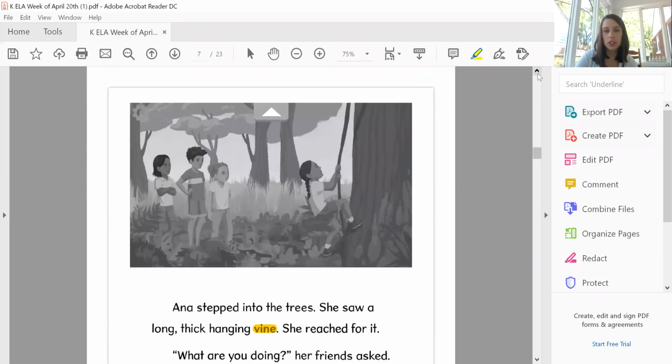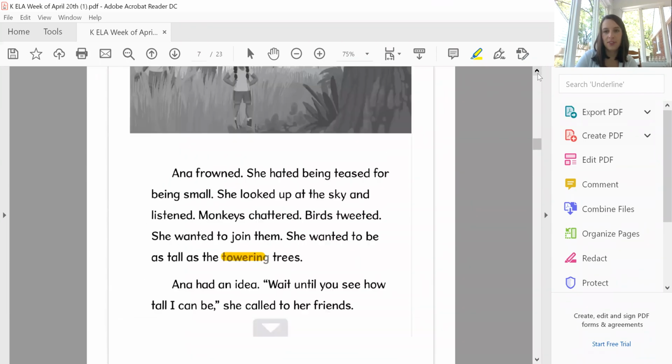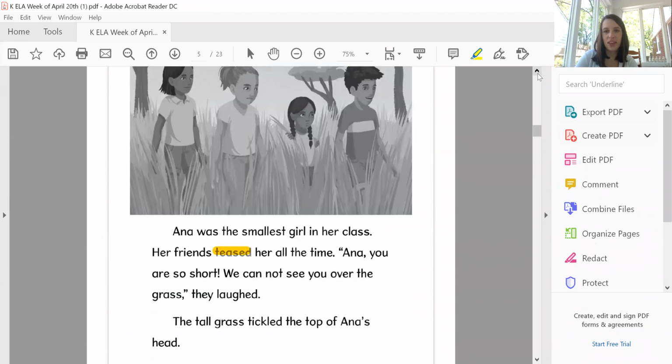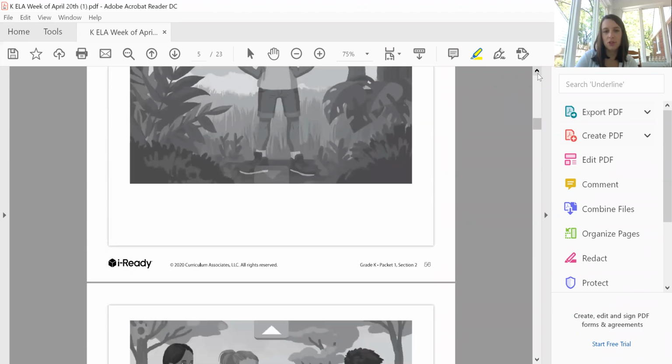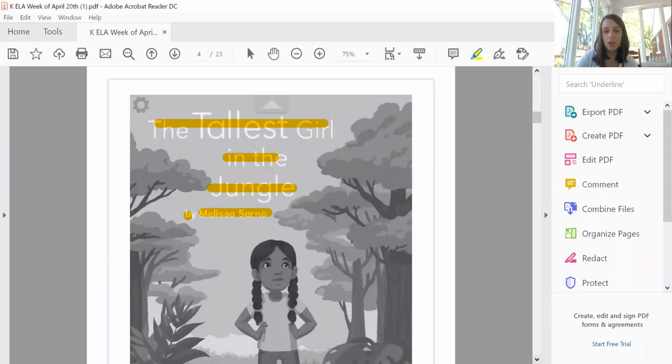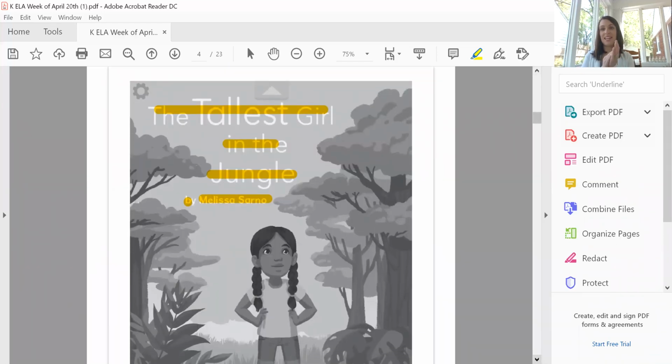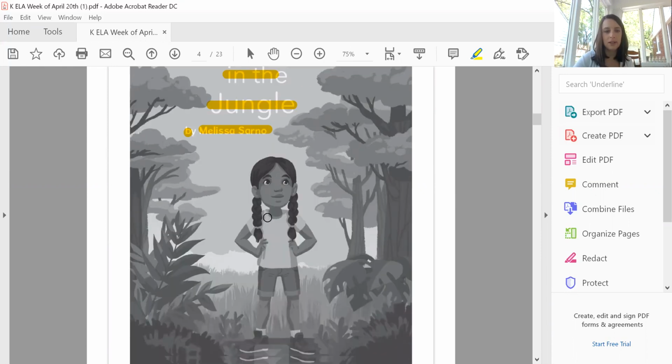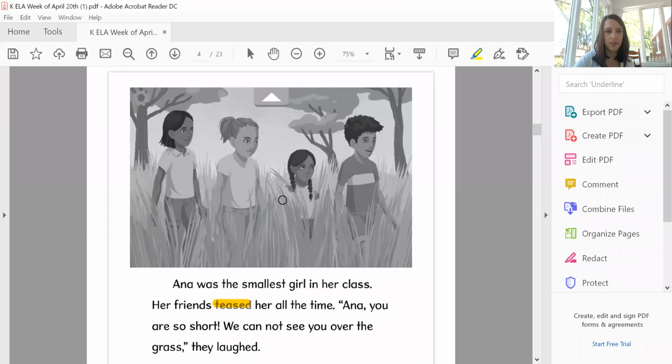The tallest girl in the jungle. And as we're reading, I want you to continue thinking to yourself, what is the setting? Remember, the setting is when and where the story takes place. And think about, where is Anna and when is the story happening? If we look at the picture, we know tallest girl in the jungle. Well, she is in the jungle. Good. By Melissa Sarno.